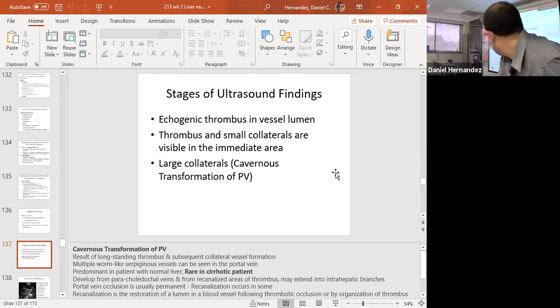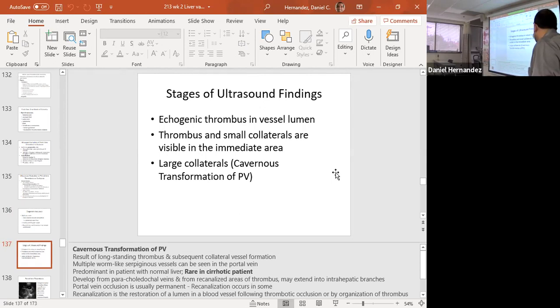Again, cavernous transformation is the result of long-standing thrombus and subsequent collateral vessel formation. Multiple worm-like vessels can be seen in the portal vein. Predominantly in patients with normal liver. This is rare in the cirrhotic patient.